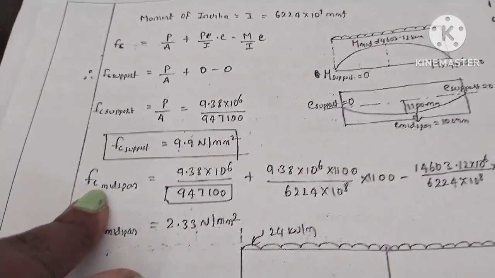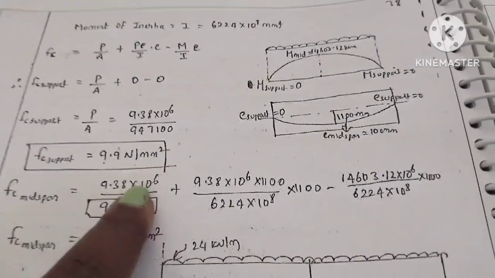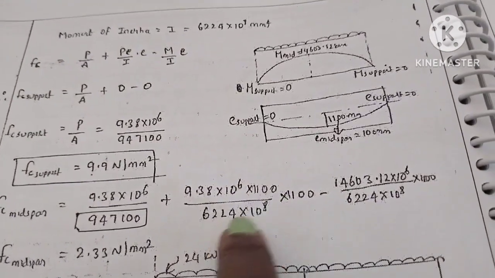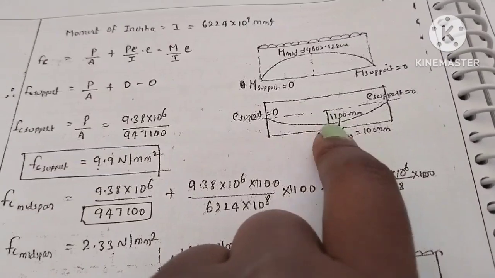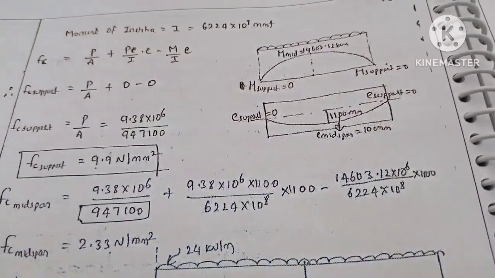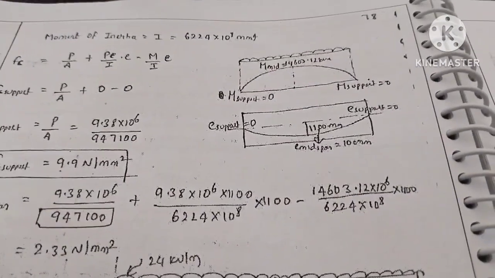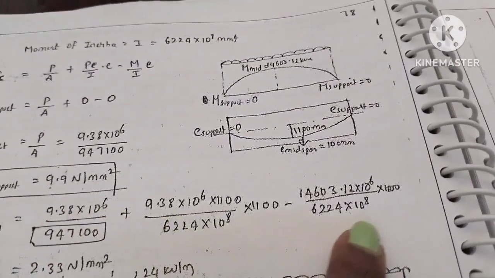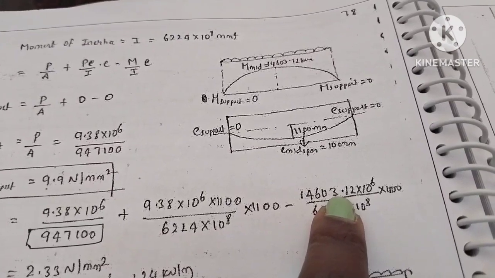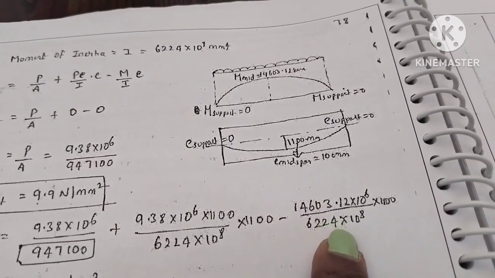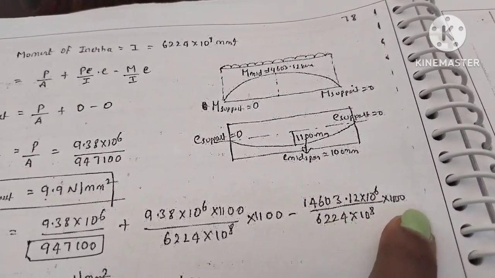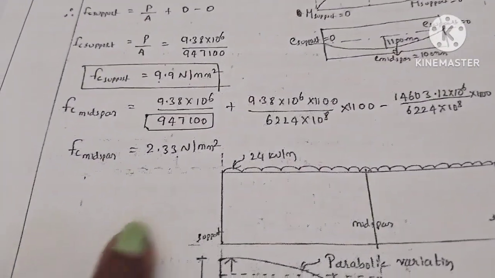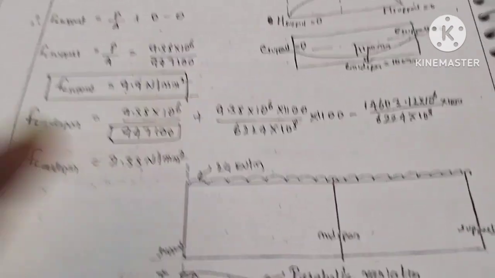Coming to the midspan, here the P value is known, A value is known, and I value is known, and the E value is 1100 mm eccentric distance, as mentioned in the question. At the midspan the eccentric value is 1100 mm. And even the moment value we have calculated, and we substitute the moment of inertia value and eccentricity value. When we simplify it, we get 2.33 Newton/mm².